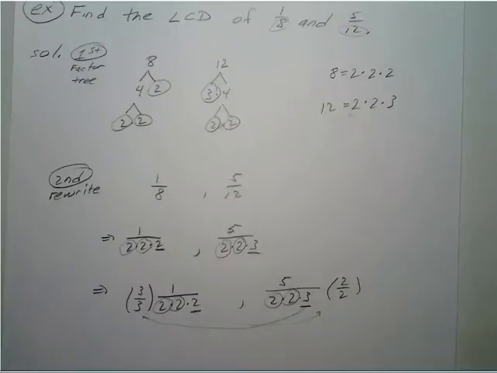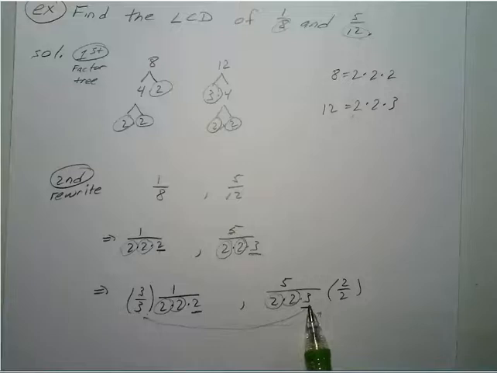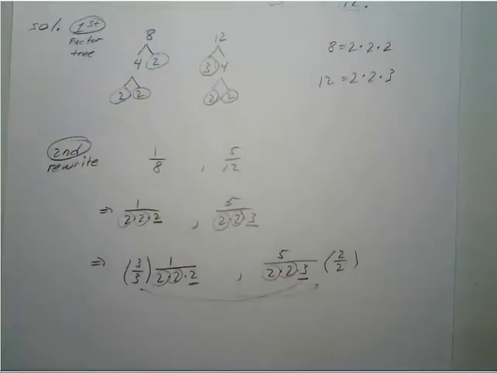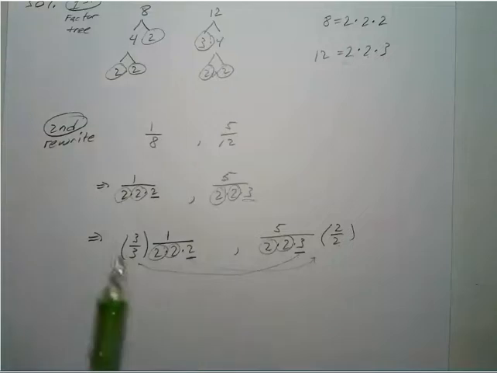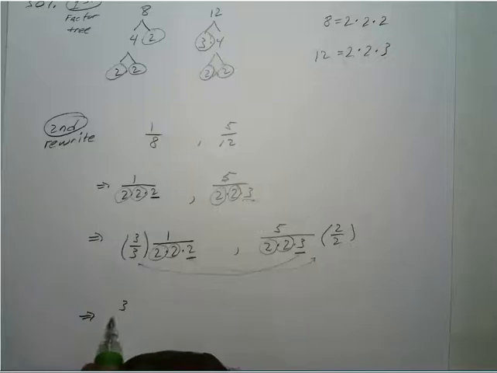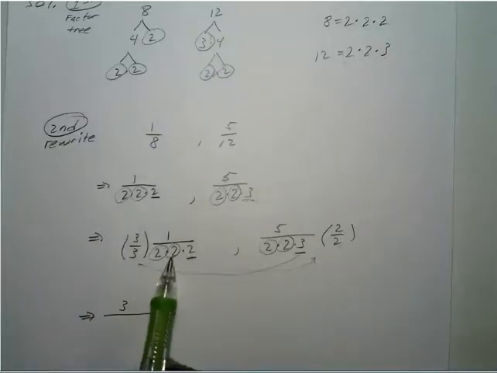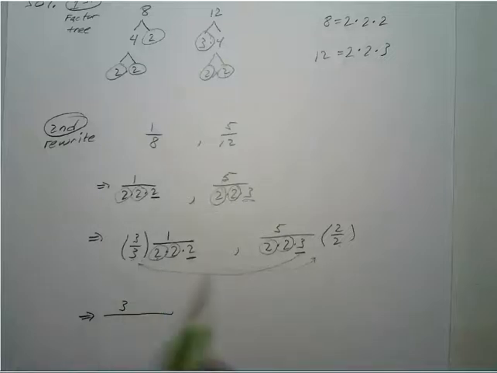If you look at it this way, this denominator is 2 times 2 times 2 times 3, and this one is also 2 times 2 times 2 times 3. So now our denominators match. Now we just multiply across. We have 3 times 1, which is 3, over 2 times 2, which is 4, 4 times 2 is 8, 8 times 3 is 24.